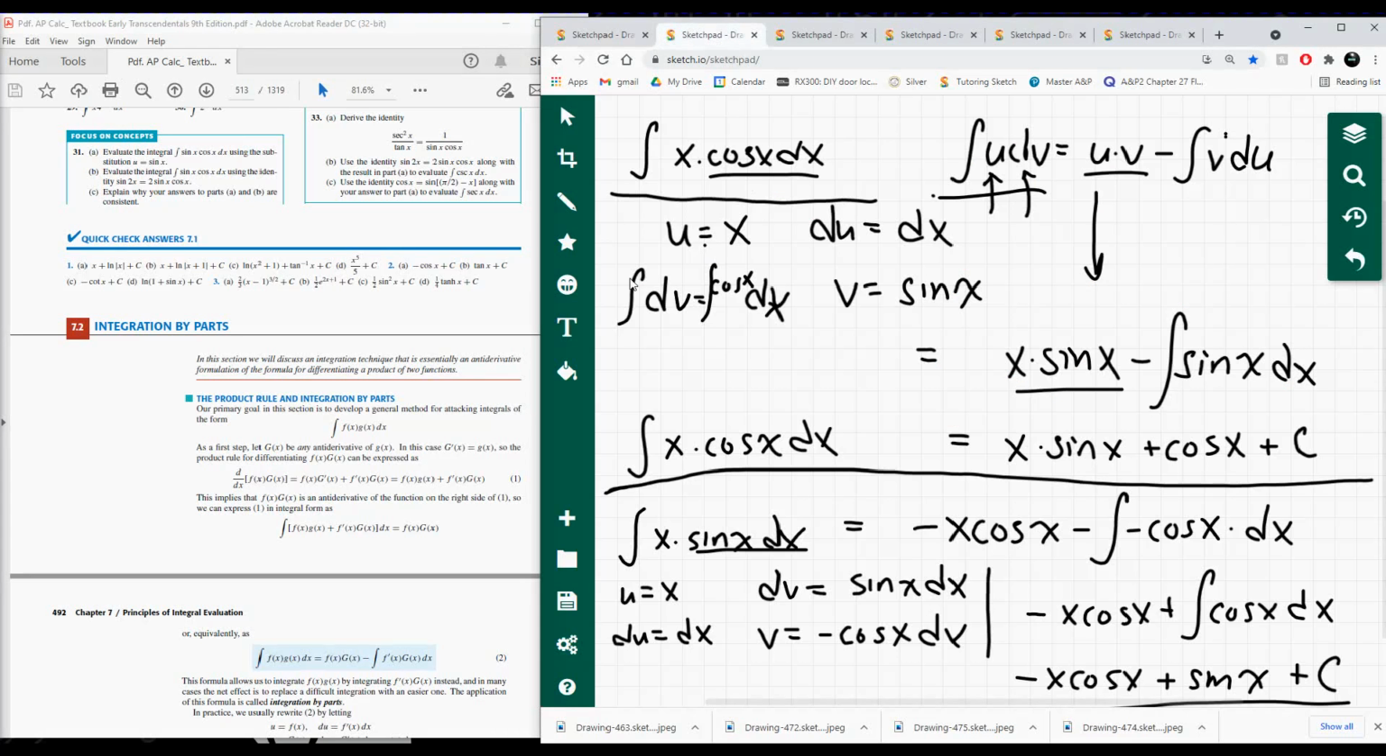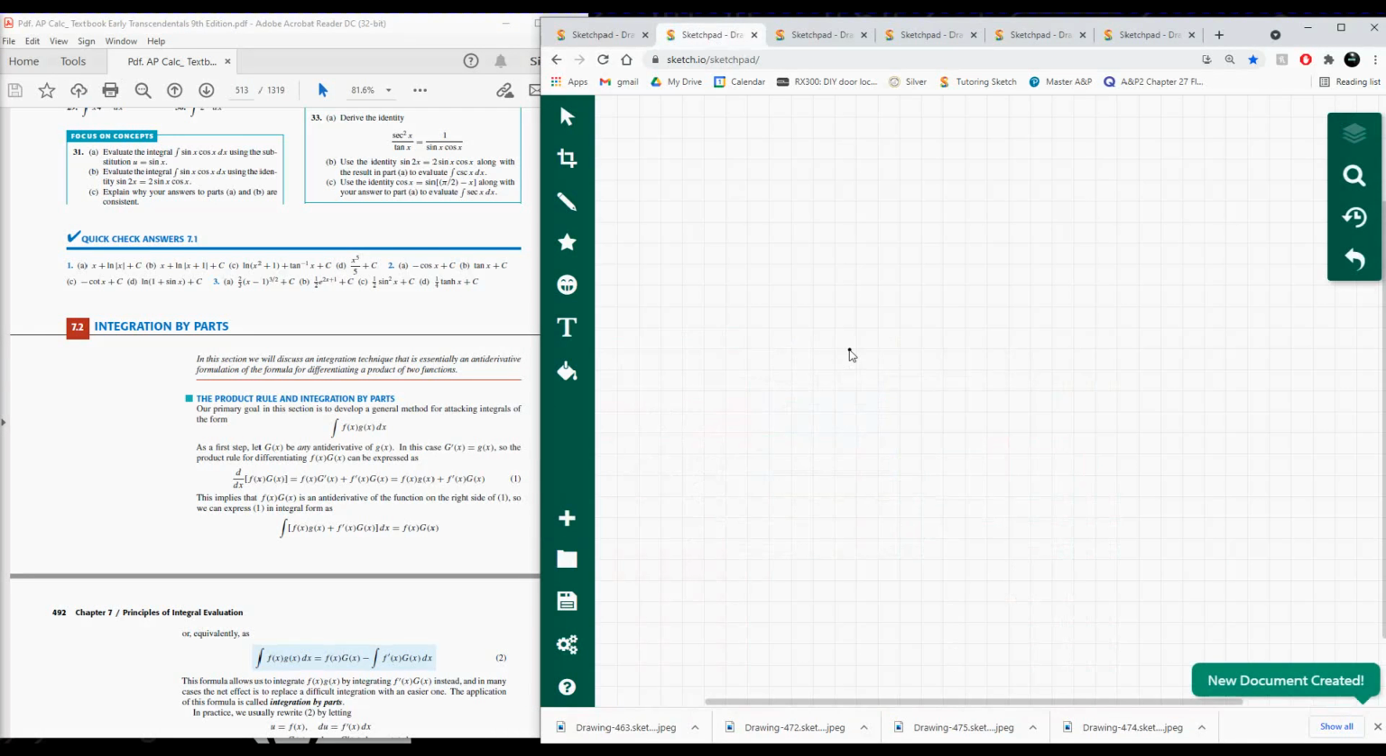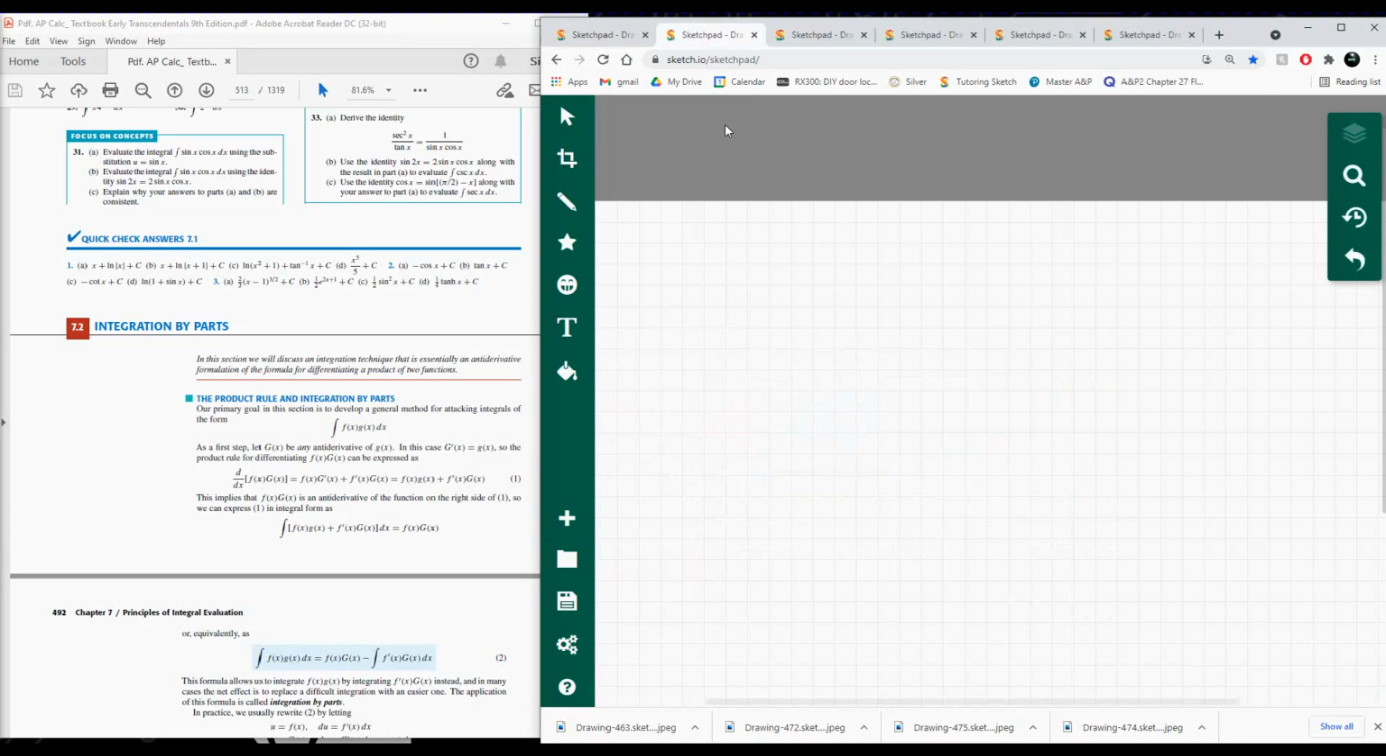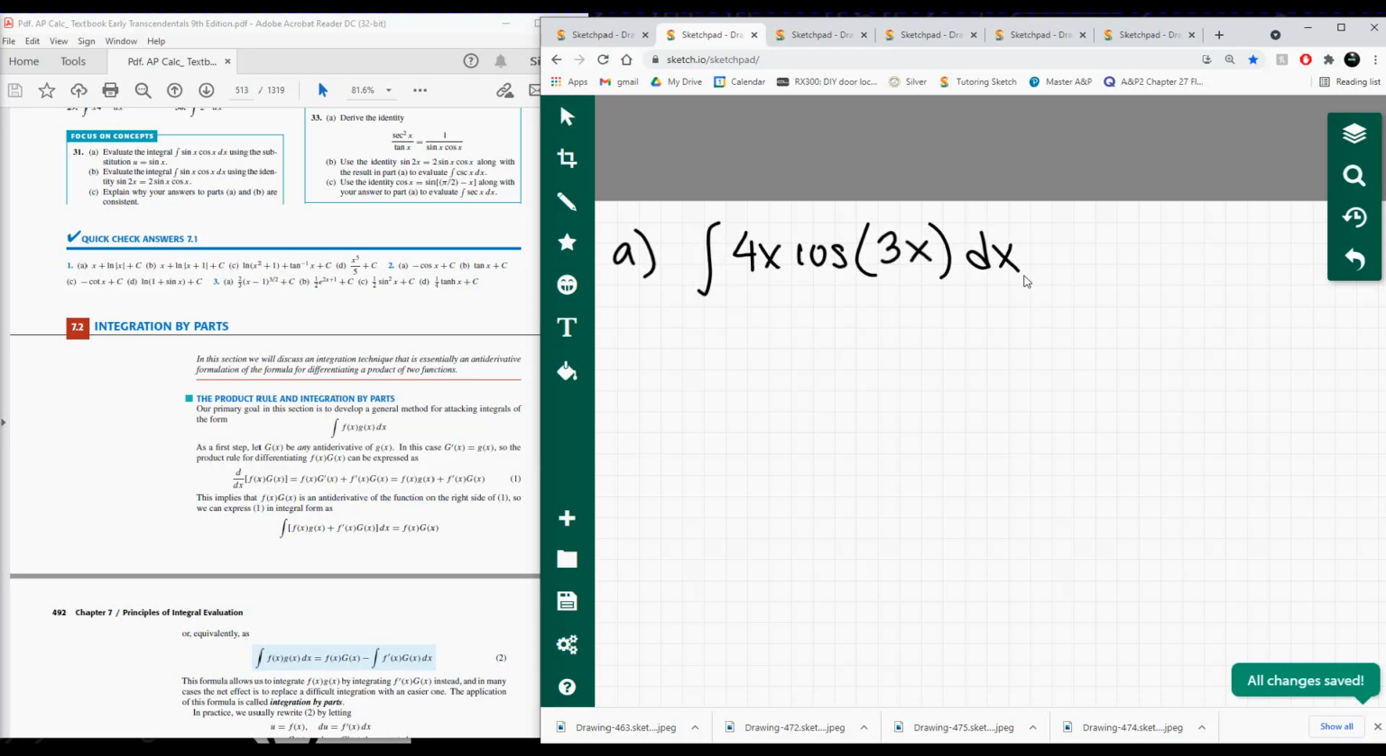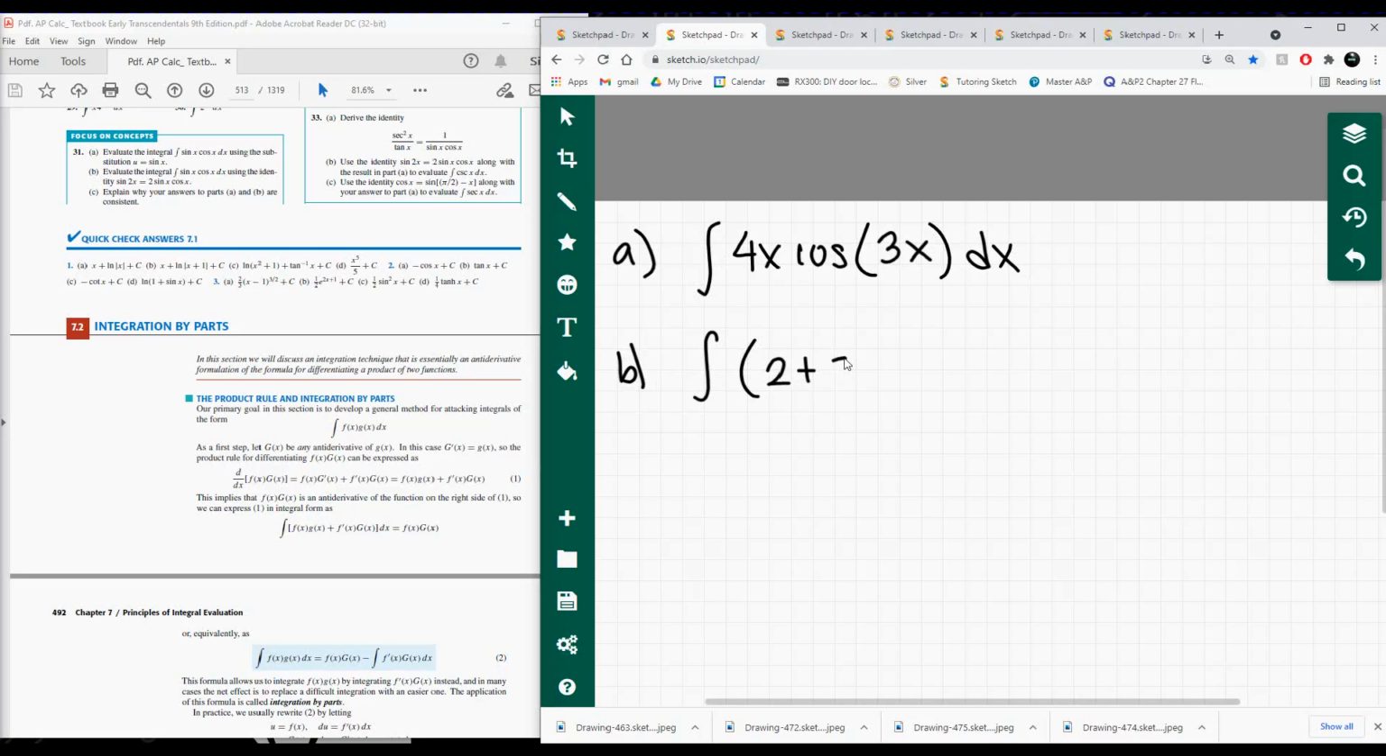So why don't you guys give this problem a try? For right now, what I want you guys to do is attempt these problems. So this is problem A. Let's say we have the integral of 4x cosine of 3x dx. You will be using integration by parts for these ones. For B, it's the integral of 2 plus 5x times e to the 2x dx.